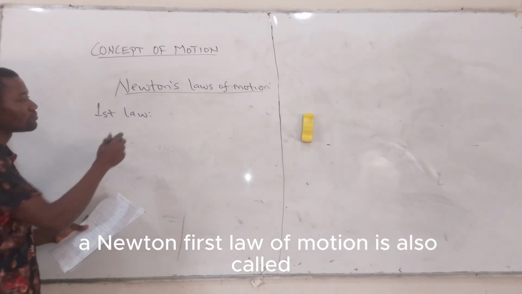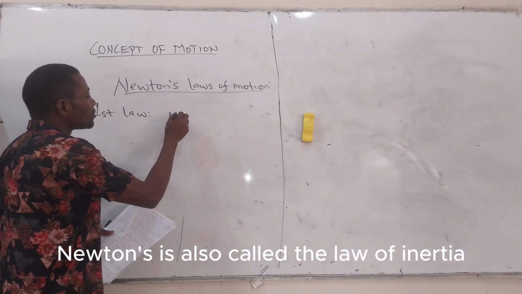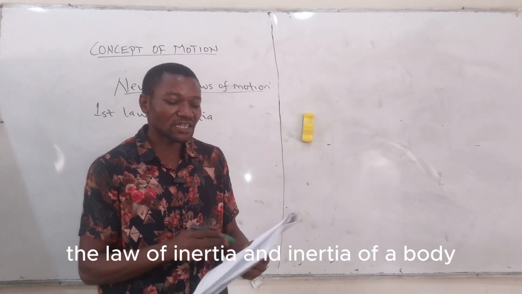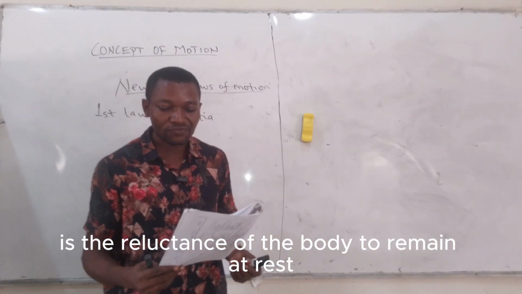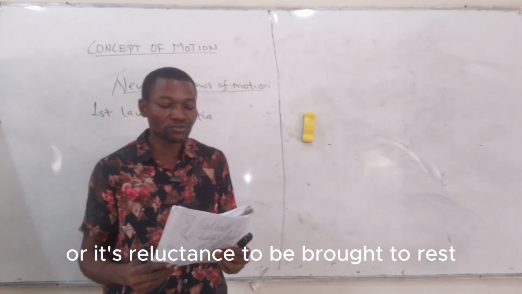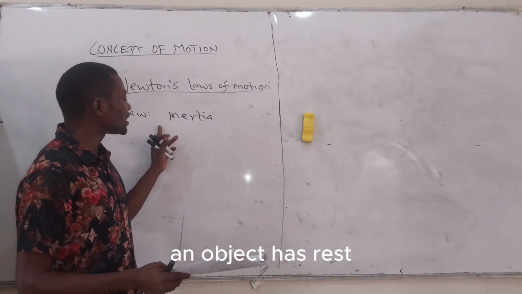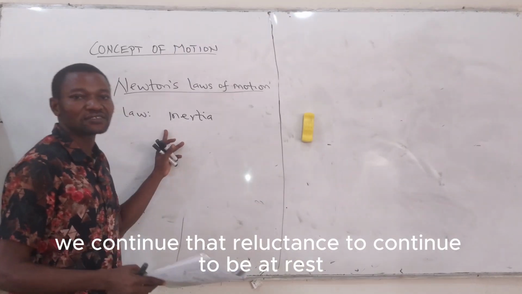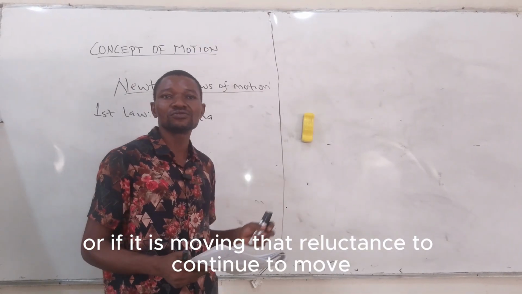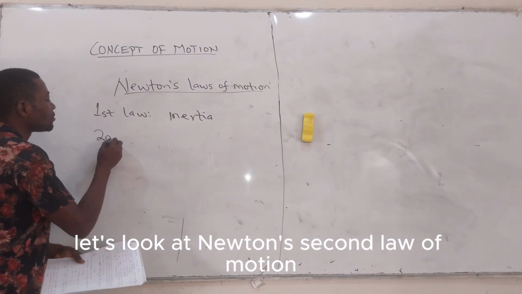And Newton's first law of motion is also called the law of inertia. The inertia of a body is the reluctance of the body to remain at rest or its reluctance to be brought to rest if in motion in a straight line. An object at rest will continue, that reluctance to continue to be at rest, or if it is moving, that reluctance to continue to move. We call it inertia. Okay, let's look at Newton's second law of motion.